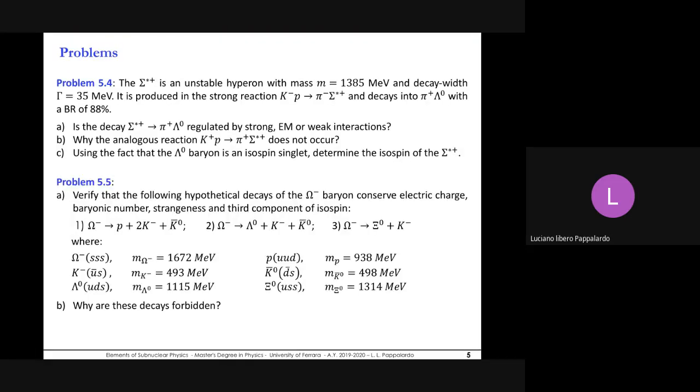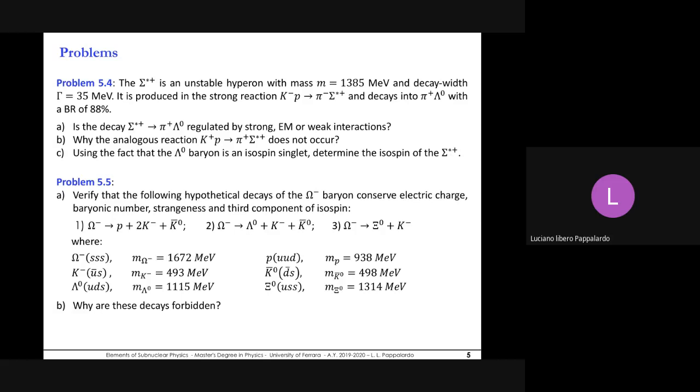Allora, problema 5.5. Verify that the following hypothetical decays of the omega minus baryon conserve electric charge, baryonic number, strangeness, and third component of isospin. So we have 3 decays: omega minus into proton, 2 K minus and the K0 bar, or into lambda 0, K minus, K bar 0, or into Xi 0 K minus. Okay, and the additional information we have is the quark content of all these objects here, and their masses. And then the second question is actually why all these decays are actually forbidden.